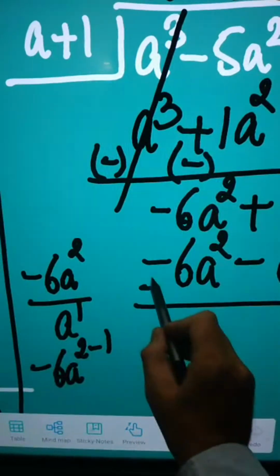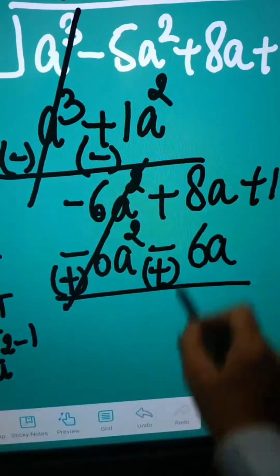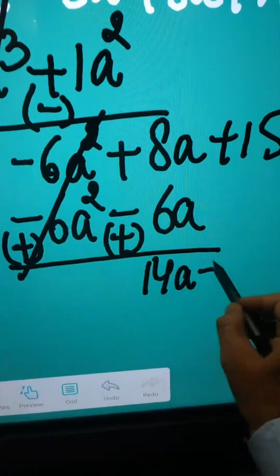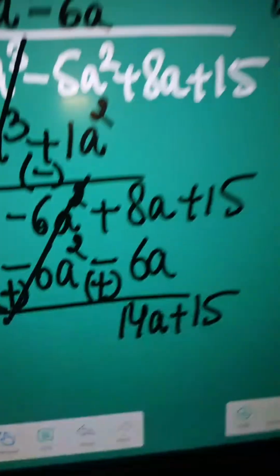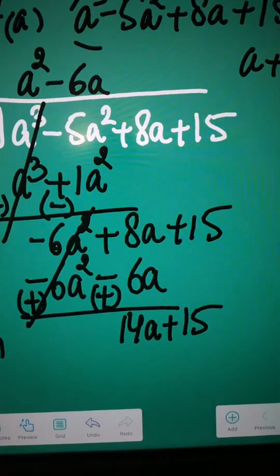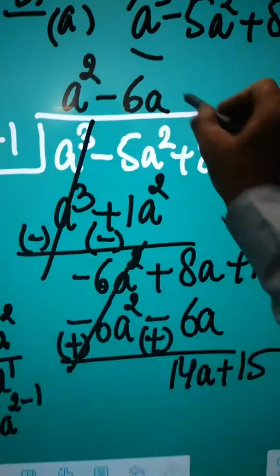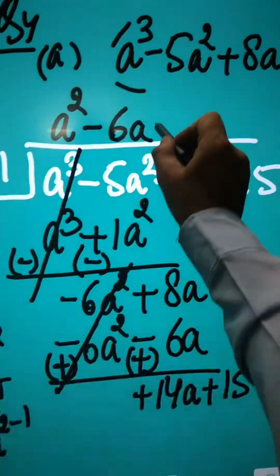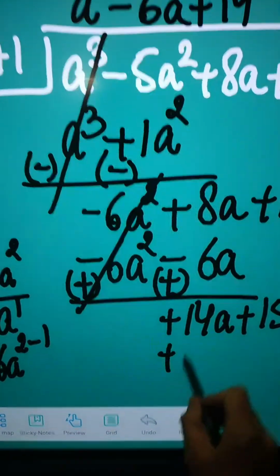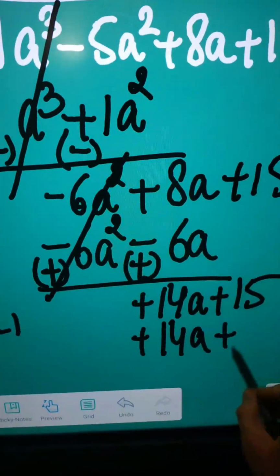Now change the sign. This will subtract. What do you get with this? 8 and 6 is 14a. They will add and plus 15. Got it? Wherever you have doubt, you can check the video again. You will get the answer. Now 14a divided by a. So what will I write? This is a plus sign here. So I will put plus here and write 14. So 14 into a is plus 14a. And 1 into 14 is plus 14.